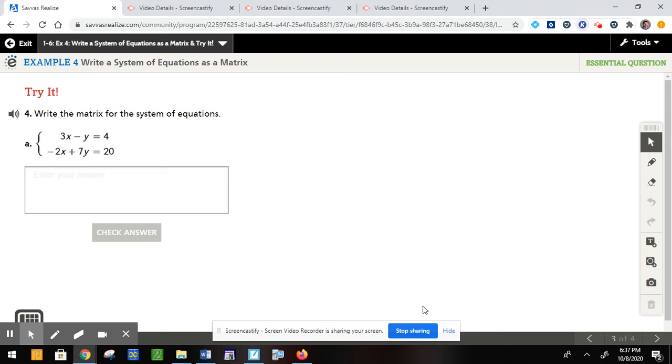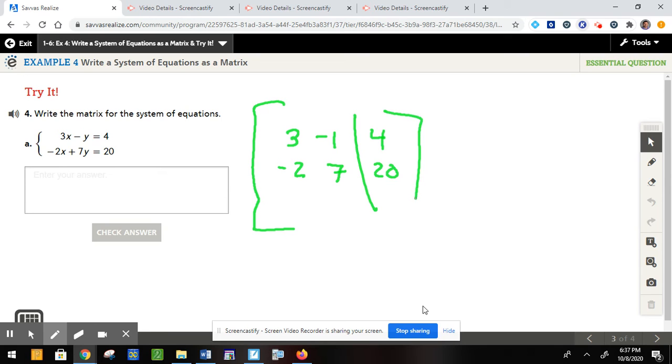So we're just going to do the same thing here. This is already in standard form, which is nice. If it wasn't in standard form, you had to get it in standard form. So you just take the coefficients and make a matrix out of it. 3, negative 1, negative 2, 7. You have a line there for the constants, and then 4 and 20 go there. That's it. Again, all we're doing right now is converting a system of equations to a matrix.